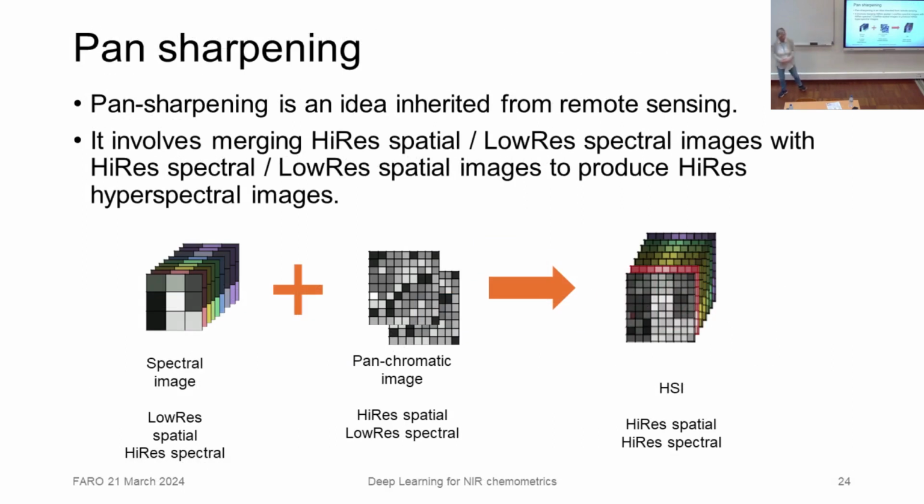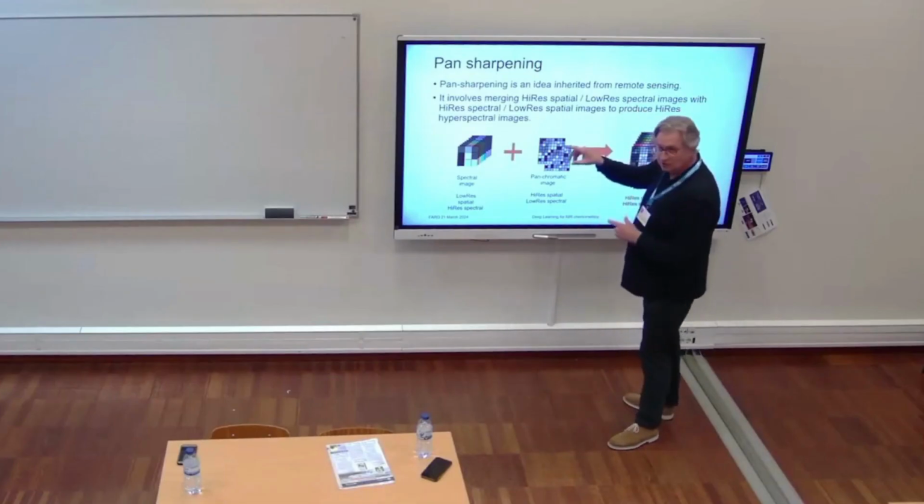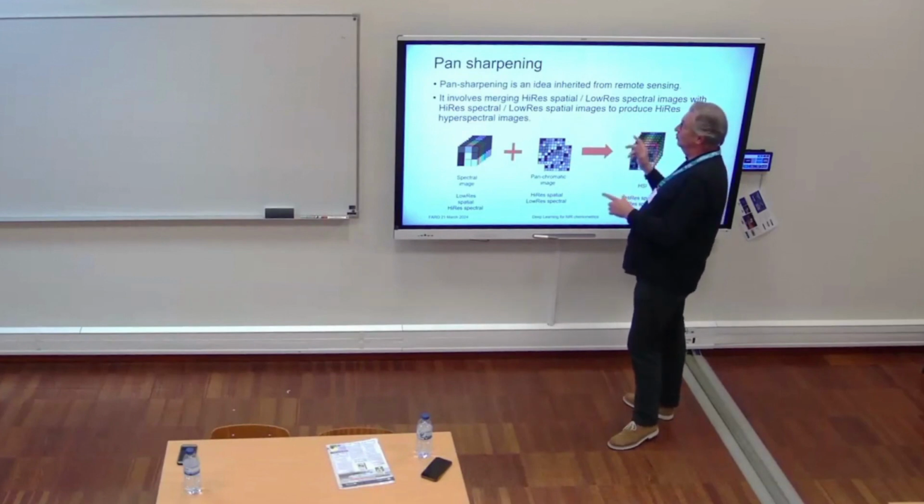Yeah. I will add some more about pan sharpening because we already spoke about that. Pan sharpening is an idea inherited from remote sensing. In remote sensing, they have been doing that for many years. Okay. So in fact it involves merging high resolution spatial, low resolution spectral with high resolution spectral but with low resolution spatial.